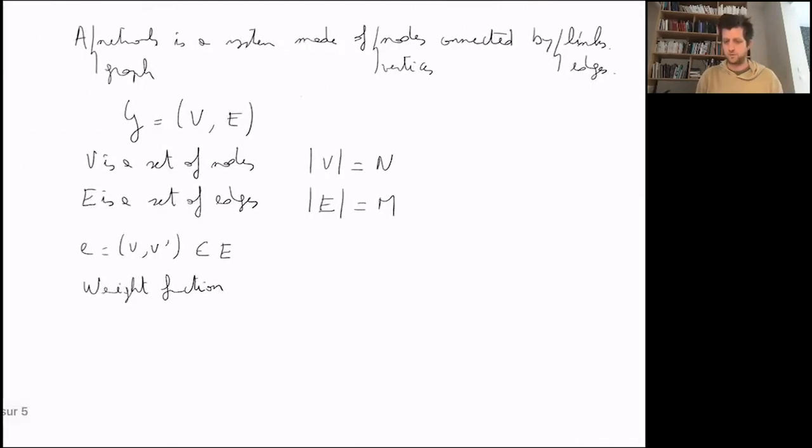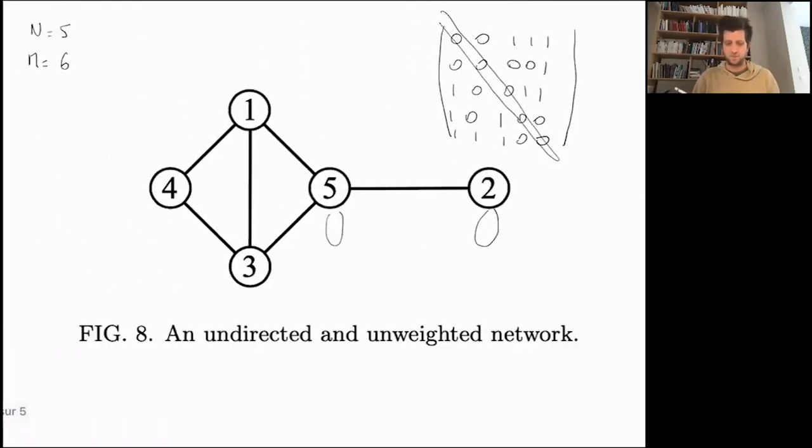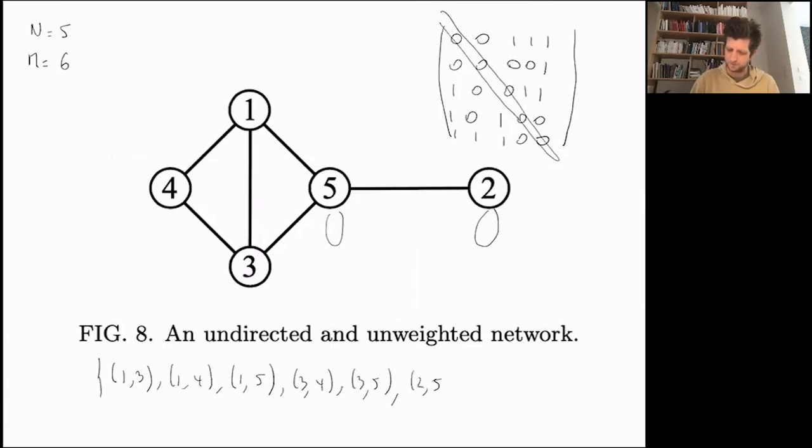Now, just to go back to the previous example, in the example here, the graph would have been encoded as: 1 is connected to 3, 1 is connected to 4, 1 is connected to 5, we have that 3 is connected to 4, 3 is connected to 5, and 2 is connected to 5. And indeed, this is a valid way to encode the whole graph.